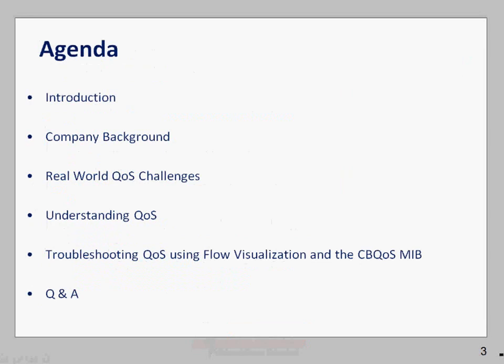As far as our agenda for today, the session will run about 30 minutes. We'll first talk a little bit about Actionpacked Networks and what we do. Then we'll outline some of the challenges typically faced with implementing quality of service on your network. Keith will discuss some of the concepts behind running quality of service and then demonstrate techniques for troubleshooting QoS issues using the flow visualization technology that we have and also the information sourced from the CBQoS MIB. We'll then wrap up today's session with a Q&A portion of the day.